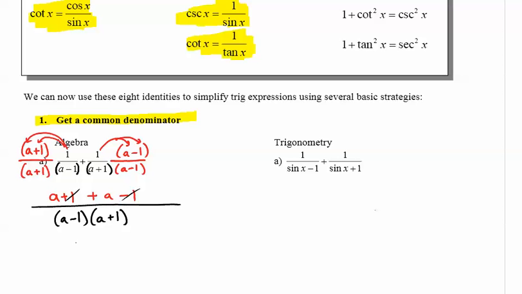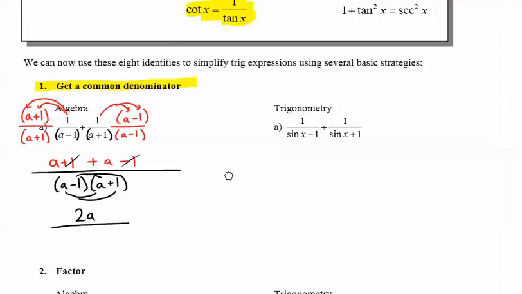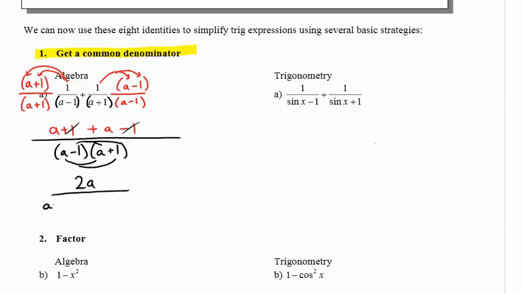In the top I've got 2a's over, let me expand this denominator here, over a squared minus a plus a minus 1. So this is the same as 2a over a squared minus 1.